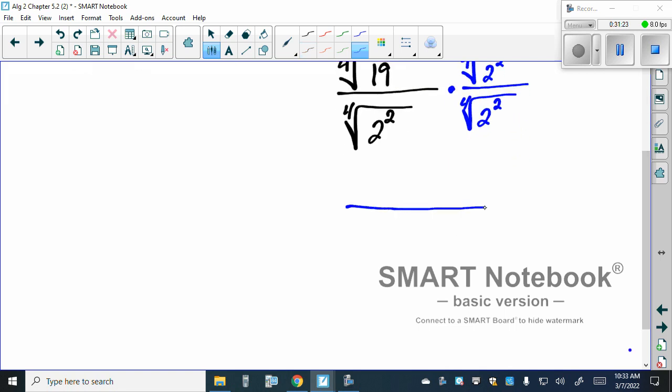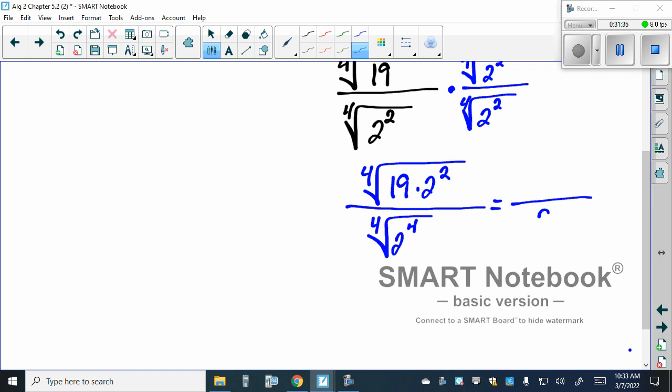Now what that'll give us is, in the denominator, the 4th root of 2 to the 4th. The numerator is going to be the 4th root of 19 times 2 squared. The denominator is now 2. Well, 19's prime. It has no other factors besides 1 and 19. So we don't have any way that multiplying it by 2 squared will give us a number we can take the 4th root of.